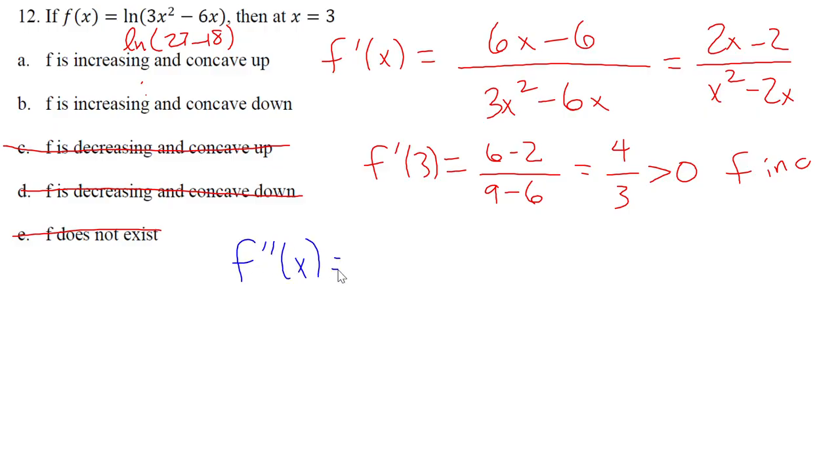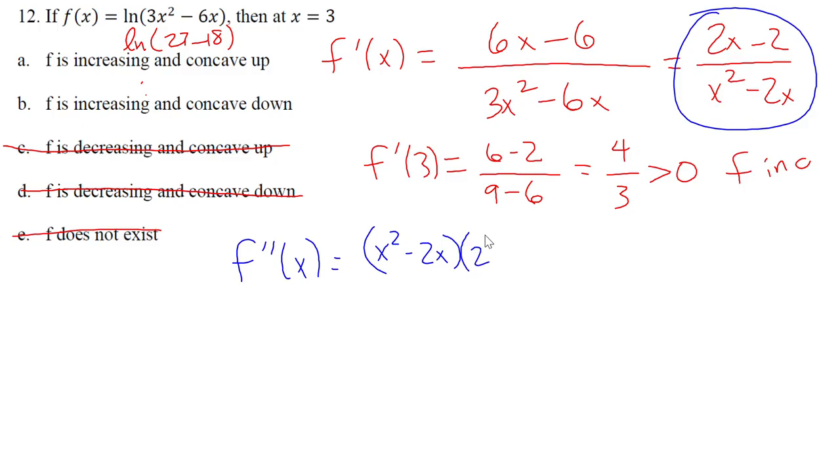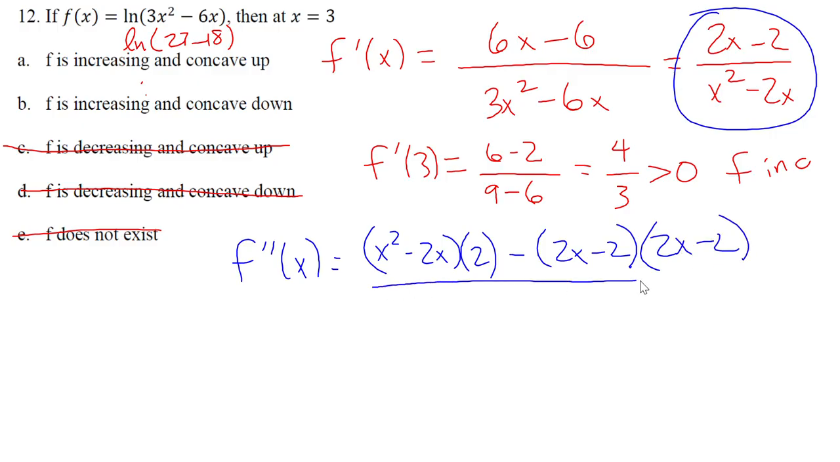So f double prime of x. Well, that'll be the quotient rule with our derivative. So that'll be x squared minus 2x times the derivative of 2x minus 2, which is 2, minus the numerator, 2x minus 2, times the derivative of x squared minus 2x, which is 2x minus 2, all over x squared minus 2x, squared.